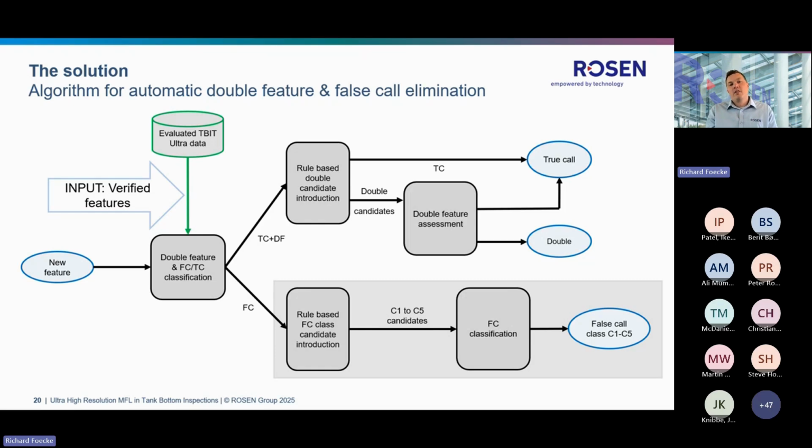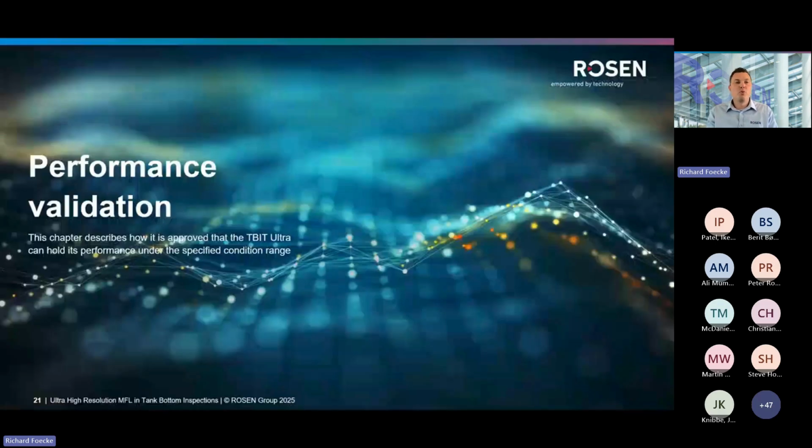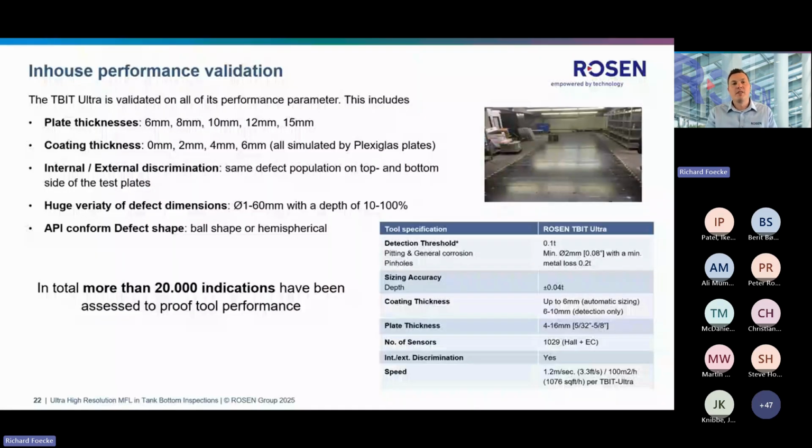So regarding our algorithms, I would like to now talk a little bit more about the performance of the tool and how we validated it over the last couple of years. The first stage of tool validation we actually performed in-house. Therefore we produced plates in different thicknesses, 6, 8, 10, 12, 15 millimeter, and we simulated coating up to 6 millimeter with different plexiglass thicknesses.